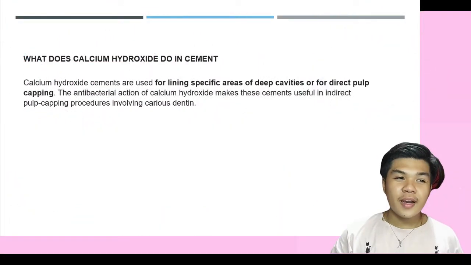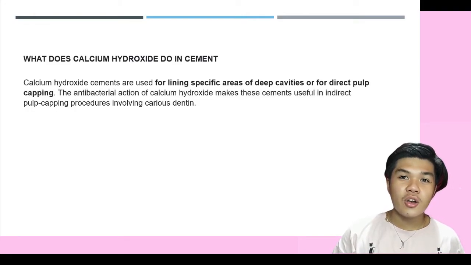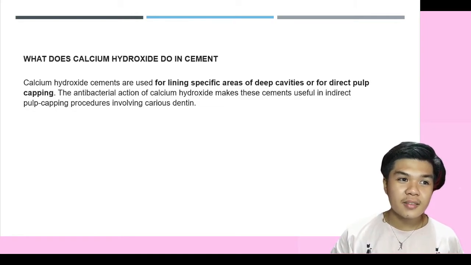What does calcium hydroxide do in cement? Calcium hydroxide cements are used for lining specific areas of deep cavities or for direct pulp capping. The antibacterial action of calcium hydroxide makes this cement useful in indirect pulp capping procedures involving carious dentin.